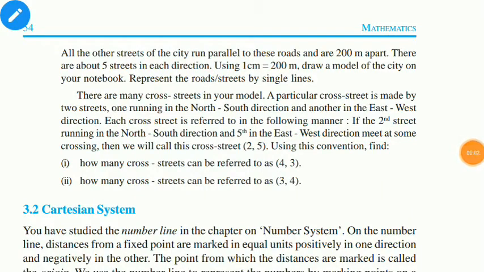Now all the other streets of the city run parallel to these roads and are 200 meters apart. There are about 5 streets in each direction. Using 1 centimeter equal to 200 meters, draw a model of the city in your notebook. Represent roads and streets by single lines. So let me add street lines.